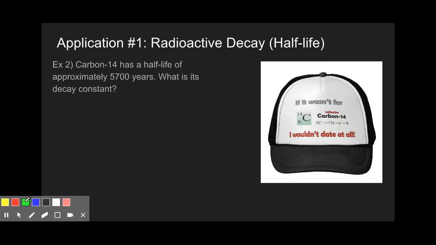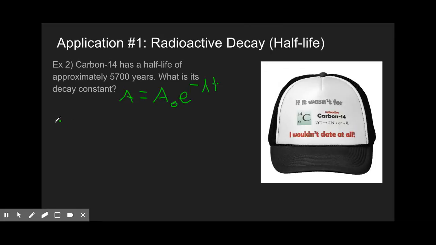So I've got my ending amount. Well, let me write the formula first. So I've got A equals A sub 0 times E to the power of negative lambda times T.